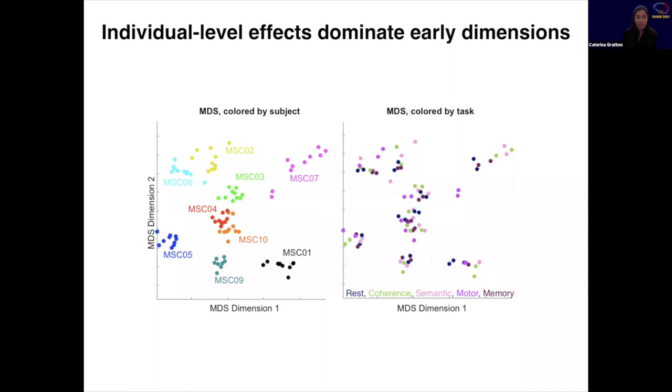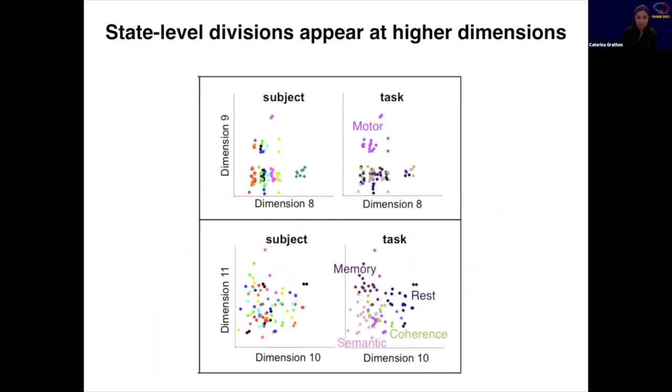And so what you can see here is that most of the variance in the data is organized by subject identity rather than task state at these first two dimensions, which explain most of the variance in the data. And only at higher dimensions do we start to see divisions based on task. So you can see the motor task clustering around dimensions 8 to 9, and then the other 4 tasks clustering separately from one another at dimensions 10 and 11.